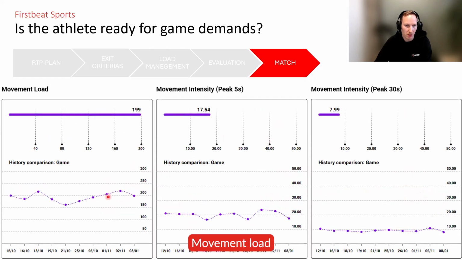Movement load, quite on the same level. Movement intensity peak, a bit lower, maybe not that optimal, but quite on the same level as pre-injury. So green light again, the player can still continue to play, but of course monitor his load.